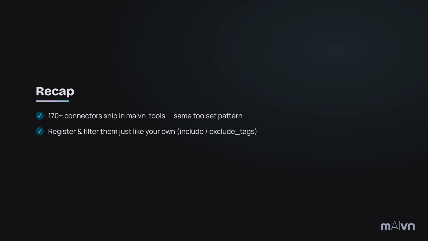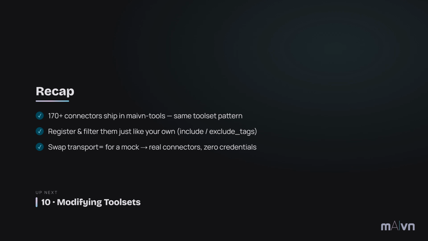To recap, mAIvn-Tools gives you a huge library of connectors that work just like your own toolsets. Register and filter them the same way. Plus a mock transport, so you can run them with no accounts or network. Next up, modifying tools and toolsets. Now that you can build them and use the pre-built ones, how to reshape a tool or a whole toolset you didn't write to fit your app without touching its code. See you there.